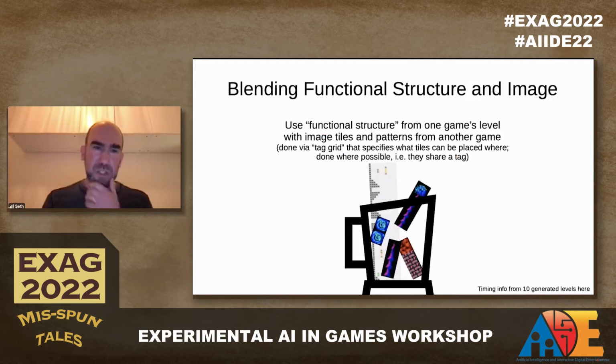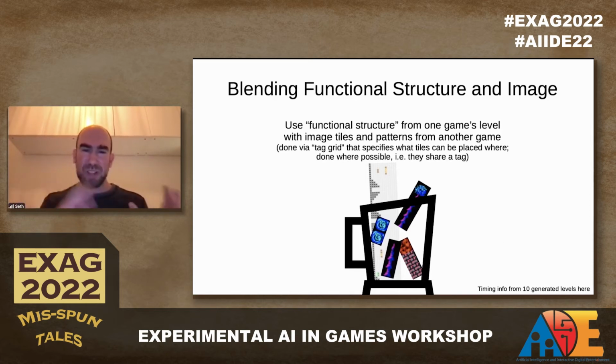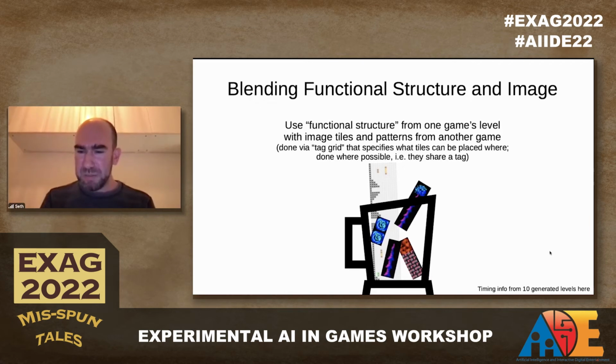So first I'll talk about blending the functional structure and the image. In this case, we use the functional structure from one game's level with the image tiles and patterns from another game. This is done via what the system has support for, a tag grid that specifies what tiles can be placed where. Roughly speaking, you'll see this as solid tiles and not solid tiles, but there are other details. And where the games share a tag, then it's possible to do this. And down here in the corner, there will be some timing information on how long it took to actually generate these.